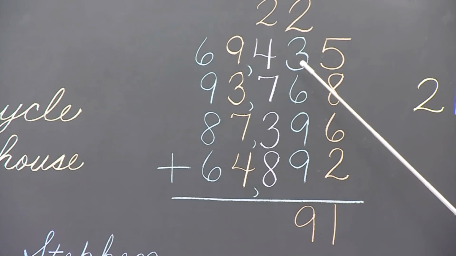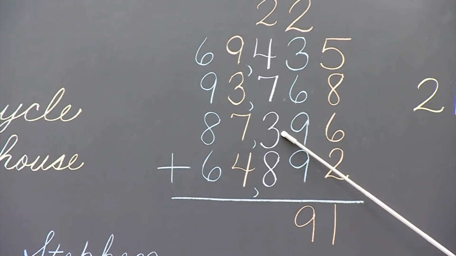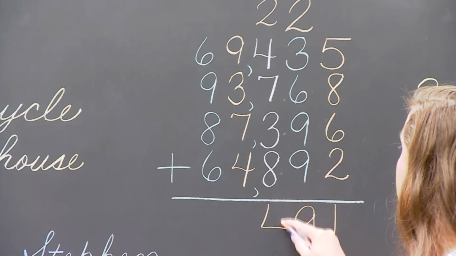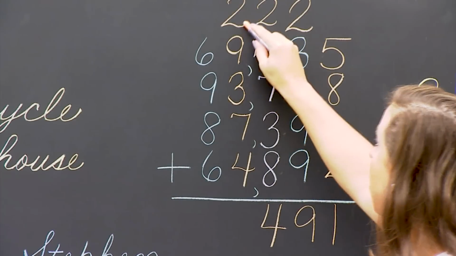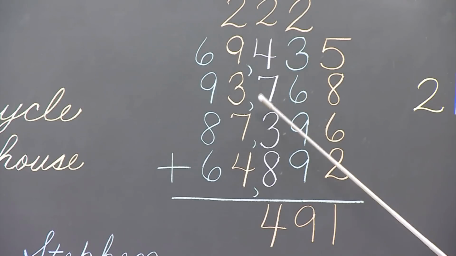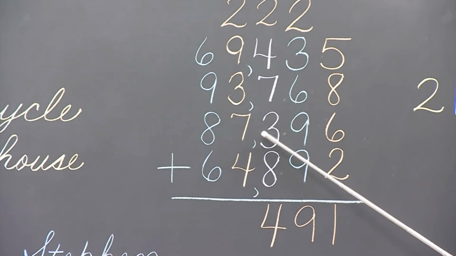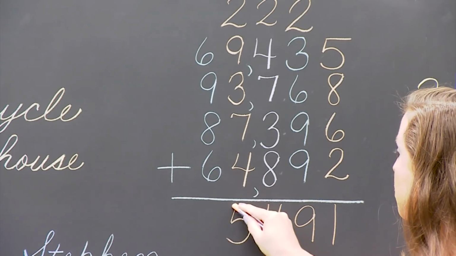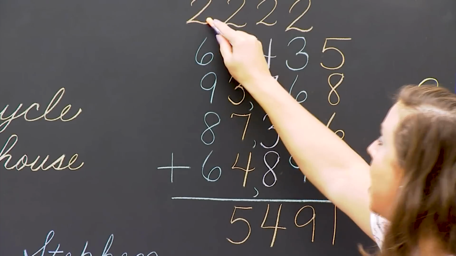2 plus 4 is? 6. Plus 7? 13. Plus 3? 16. Plus 8? 24. 24 is correct, so I'm going to carry the 2 to the top of the next column. 2 plus 9 is? 11. Plus 3? 14. 14 plus 7? 21. 21 plus 4? 25. 25 is the correct answer. So I'll carry the 2 to the top of the next column.